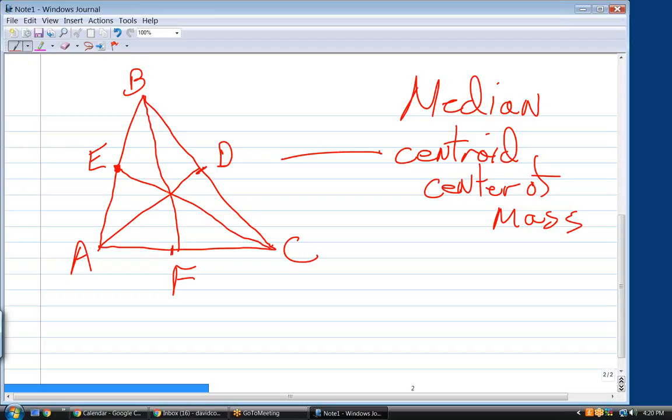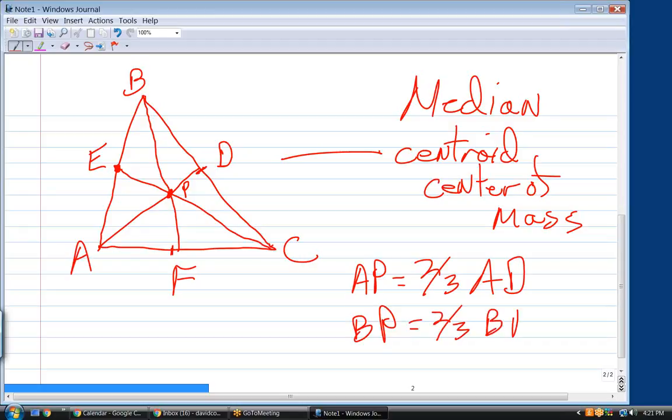When you have a centroid that is at point P, then the distance from this vertex to that centroid is 2/3 of the distance from A to D. In other words, I can write the following equation. AP equals 2/3 of AD. I can also say that BP, the long part of that one, is 2/3 of the entire BF. And CP is 2/3 of CE. And there certainly are practical problems for that, which we'll leave until later.